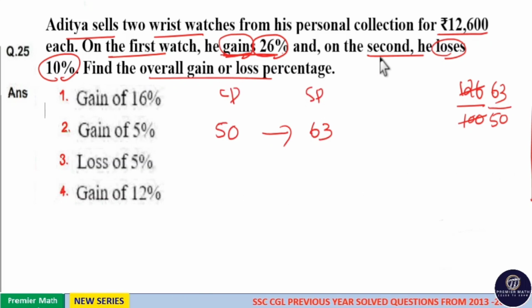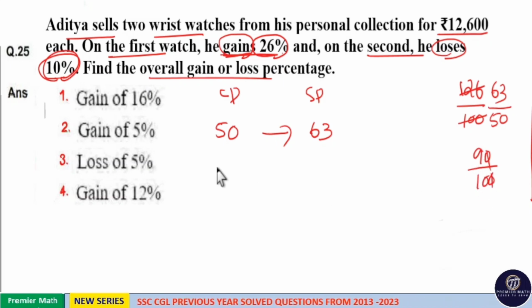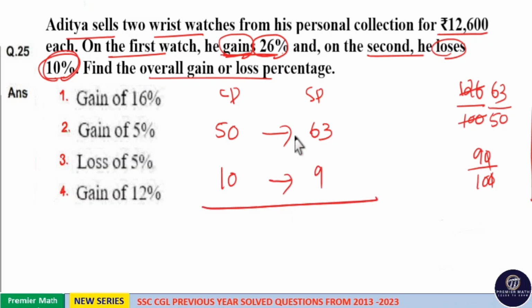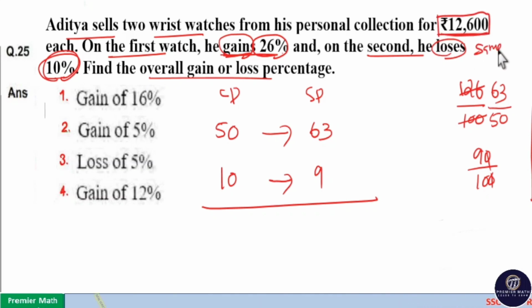Now, on the second, he loses 10%. So, loss of 10% means 90% remaining. So, 90 by 100. That is, if 10 part is the cost price, 9 part is the selling price. But here the question clearly says that the selling price is same. This is a same SP question. Here the selling price for each of these watches is 12,600. Now we have to equalize this selling price.